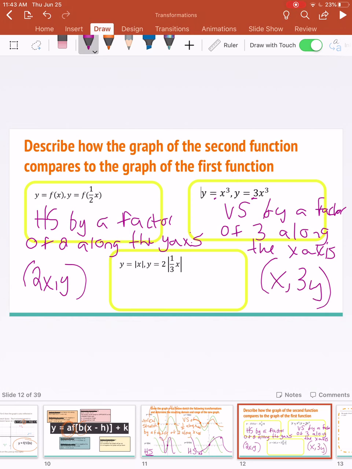And then lastly, the 2's in front. So that is our vertical stretch. So we have a vertical stretch of 2 along the x-axis, sorry.